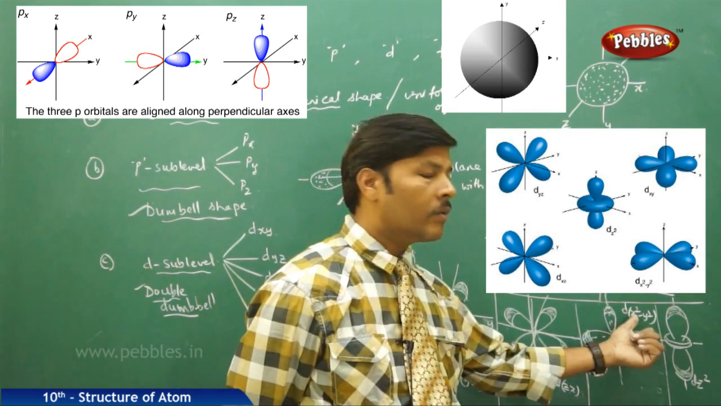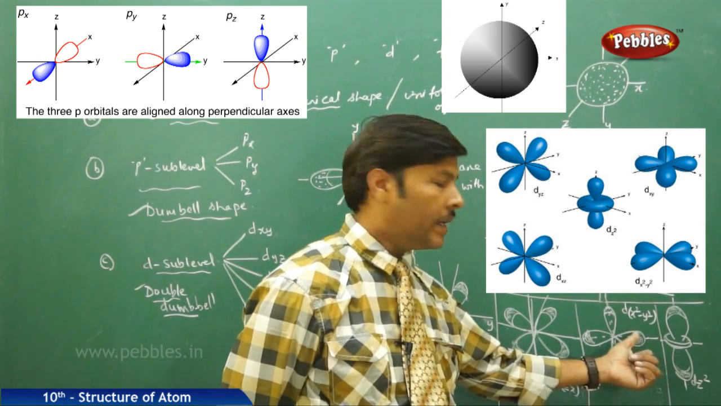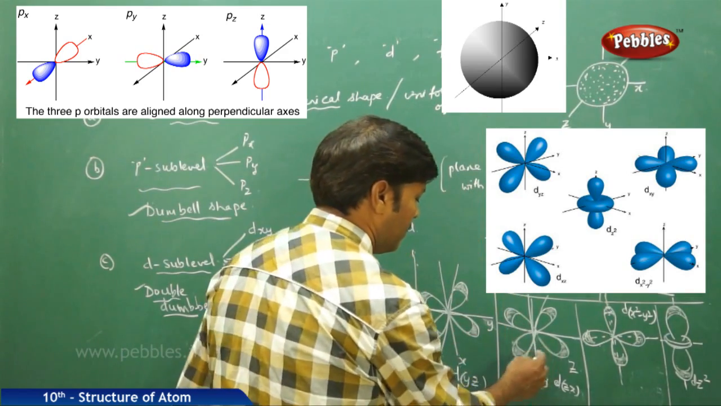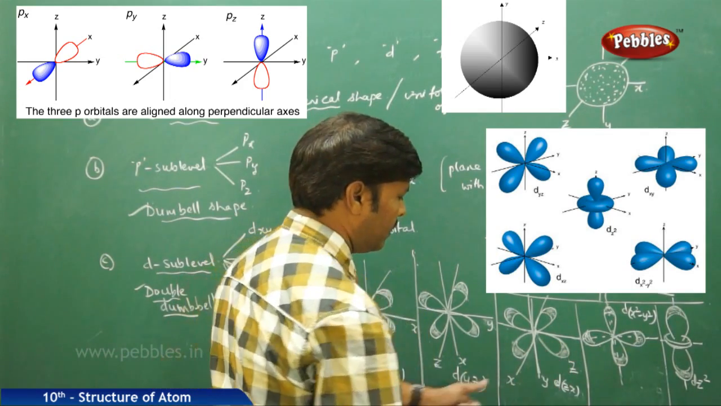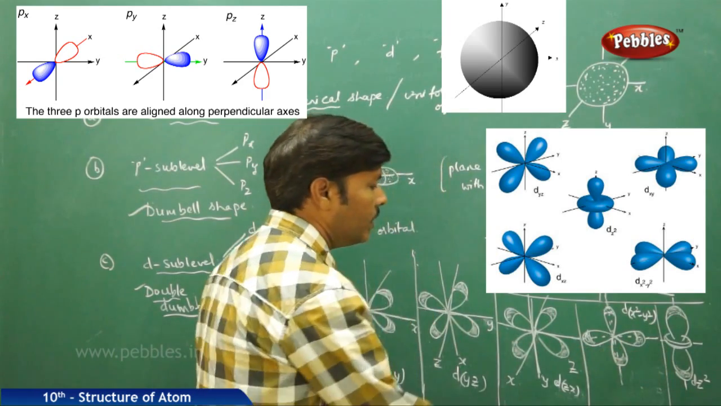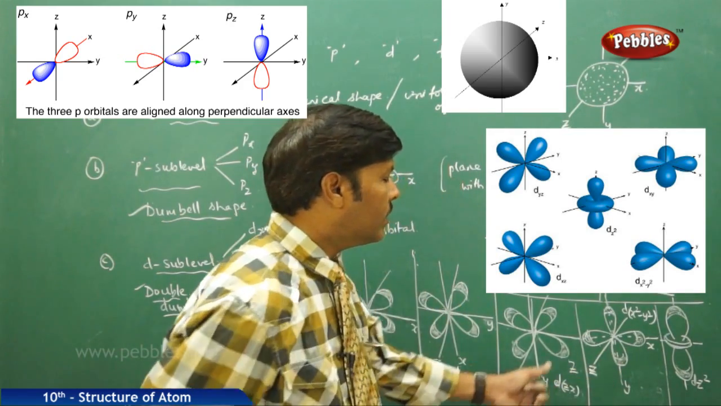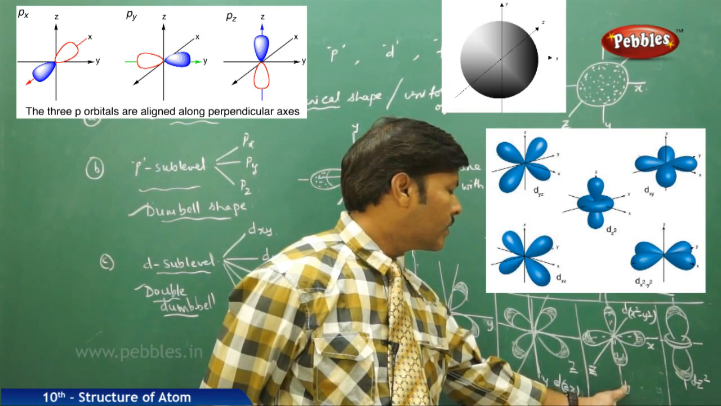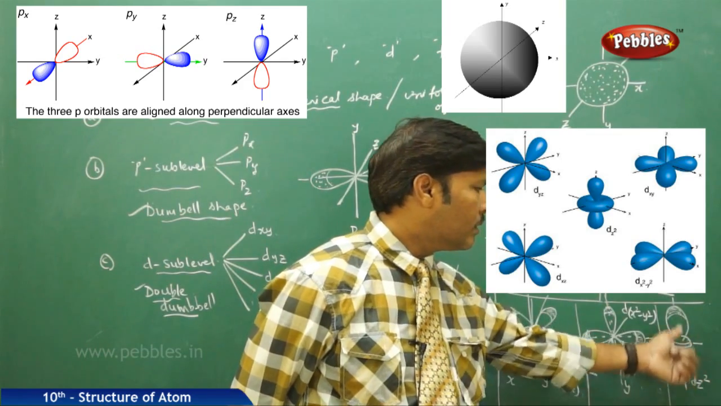If you go for dx square minus y square, here the electron density is along the x-axis and along the y-axis. In the diagram, this is the x-axis, this is the y-axis, and this is the z-axis. So the electron density is very rich along the x-axis and very rich along the y-axis. That's why the orbital is dx square minus y square.